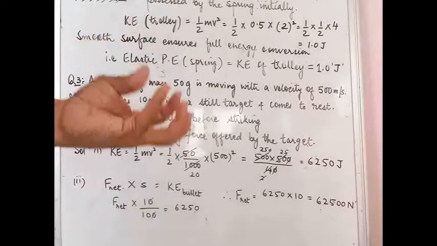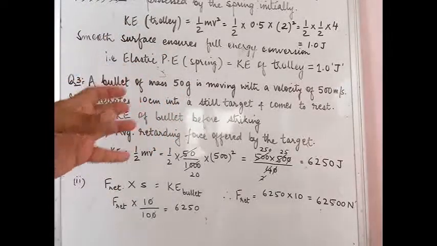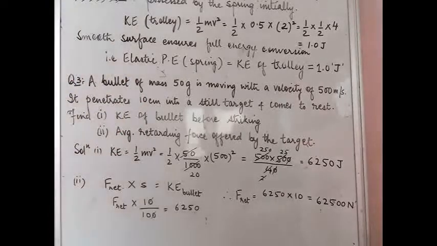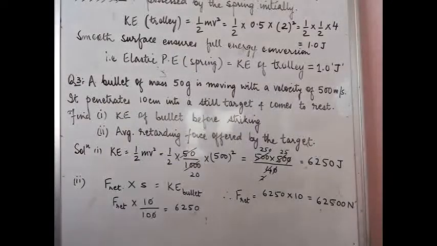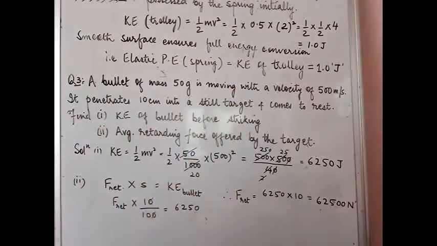So this much energy was being carried, imagine, by the bullet. Now obviously the person or the thing that will stop the bullet will have to offer a lot of retarding force. Somebody, or in fact over here it is that still target which is actually having to stop the bullet.